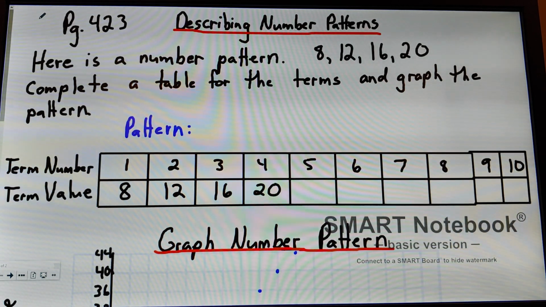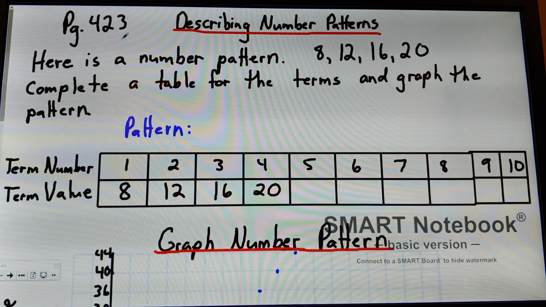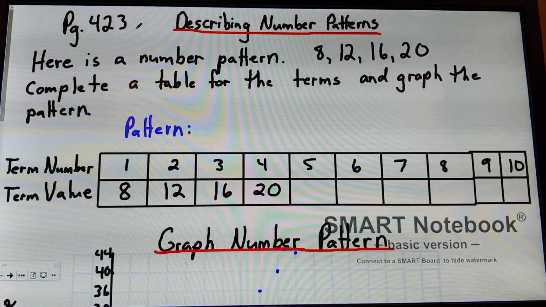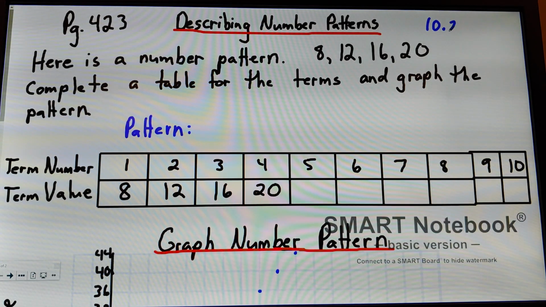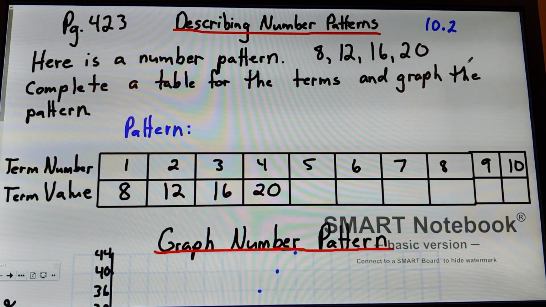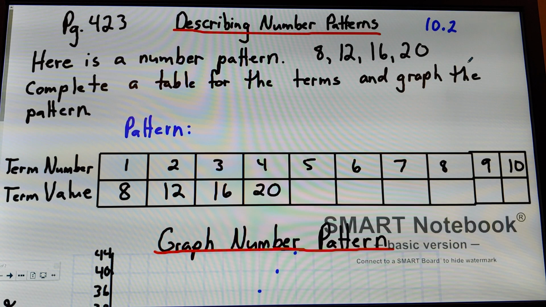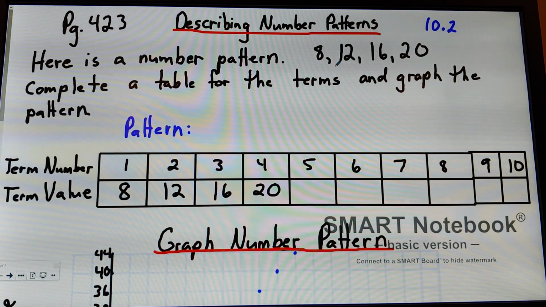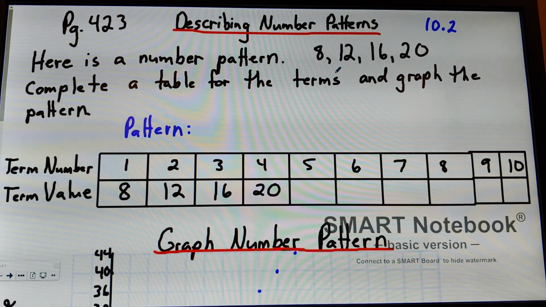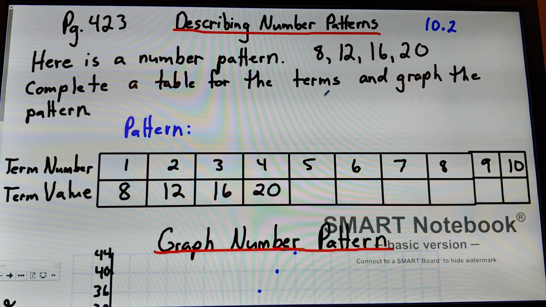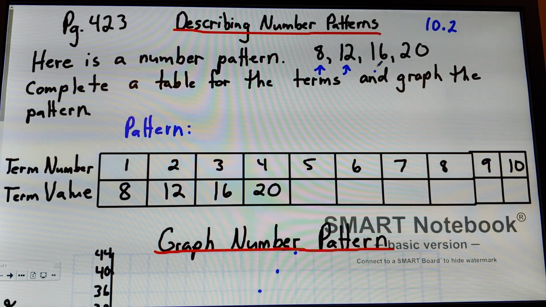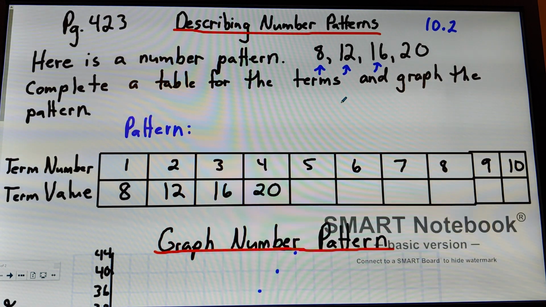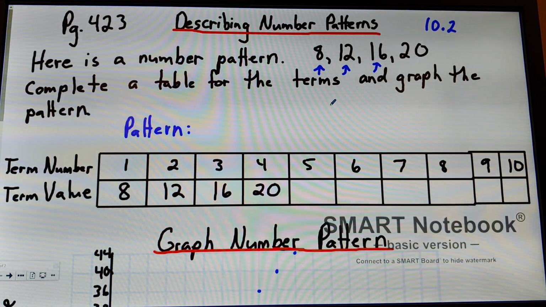Okay, so as you can see from the top, you'll find this on page 423. It's 10.2, and it's on number patterns. Okay, so it says here's a number pattern: 8, 12, 16, 20. First, they're asking for you to complete a table for the terms. The terms are these. So 8 is a term, 12 is the next term, 16 is the next term, so on and so forth. Okay, and then graph it.